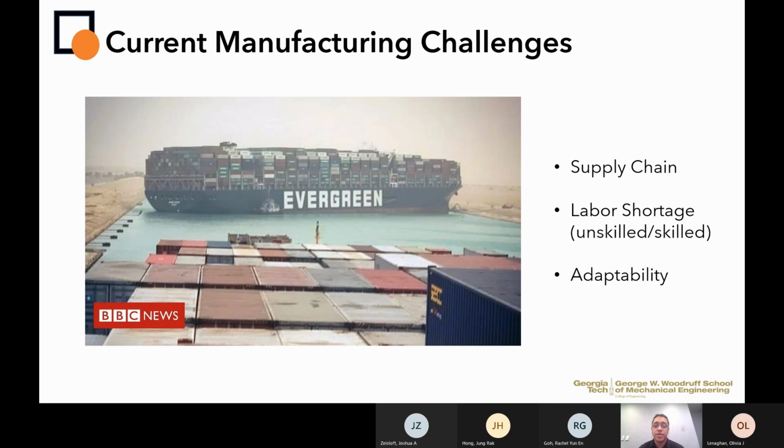Current manufacturing challenges. Currently, the supply chain issue is a big issue since recently the Suez Canal incident caused a shipping container to get stuck in the Suez Canal, which halted trade for a couple of days, and that showed the high reliance on outsourcing from other countries for manufacturers and their struggle to produce their goods on time, as well as another challenge being a labor shortage where manufacturers are unable to find skilled and unskilled workers to fill the jobs that they need. And adaptability is another challenge since the lack of it causes a halt in production and manufacturers.